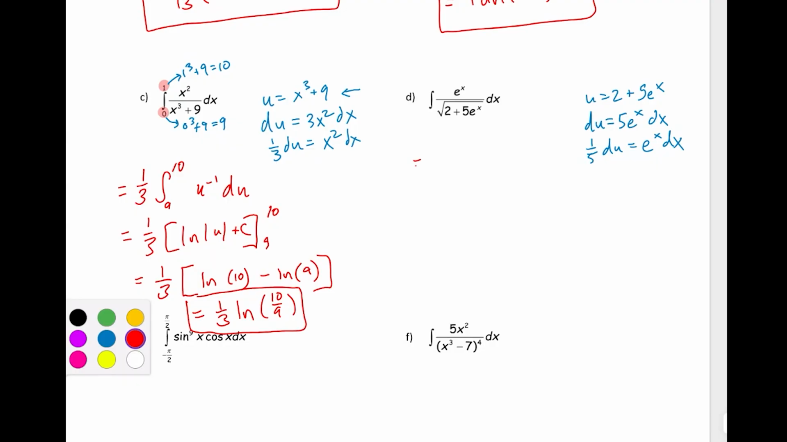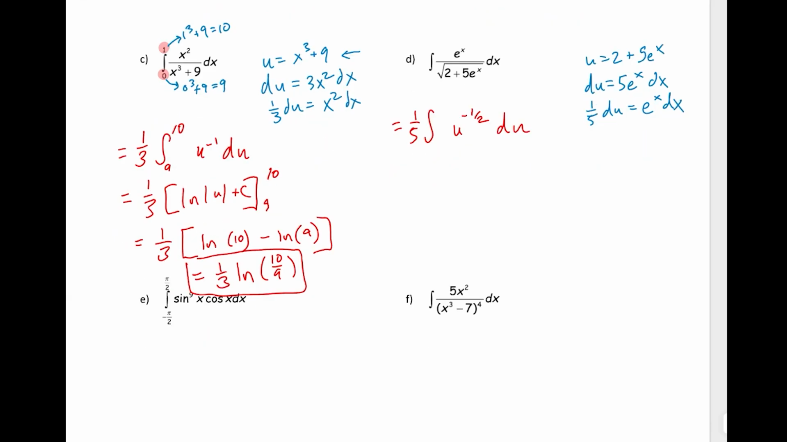So this is going to equal the integral of, well, let's throw in the 1/5 there on the outside. I guess it doesn't matter, we can do it inside or outside. I'll put it on the outside, and I'll try to stay consistent about that. 1 over 5 times the integral of, let's see here, we've got 1 over the square root of u, so that'd be u to the negative 1/2 power du.